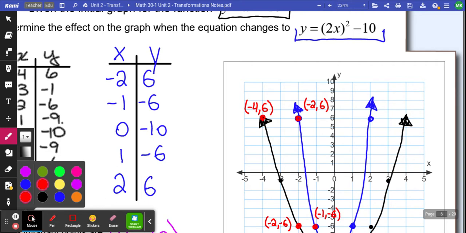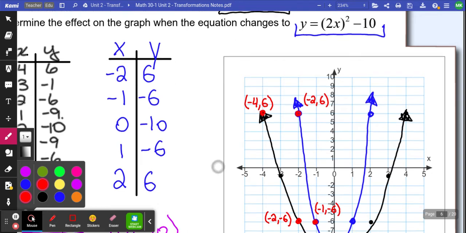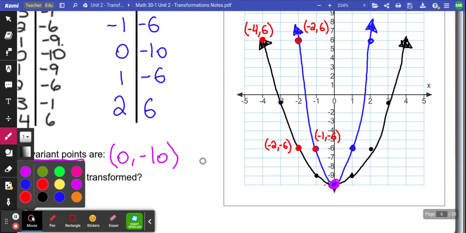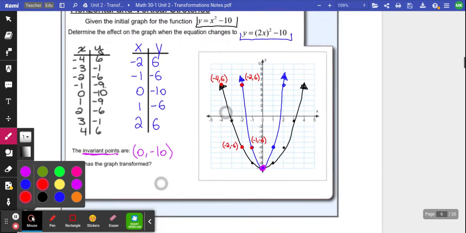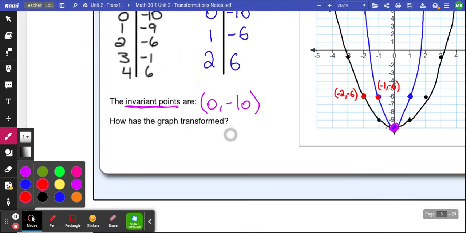They didn't. The original function was 4. The new function is -2. So it's actually dividing by 2. That's how this graph has transformed. The x values were dividing by 2. Instead of saying divide, though, we're going to say it multiplied by a factor of 1/2. Same idea. Dividing by 2 is the same thing as multiplying by a half.